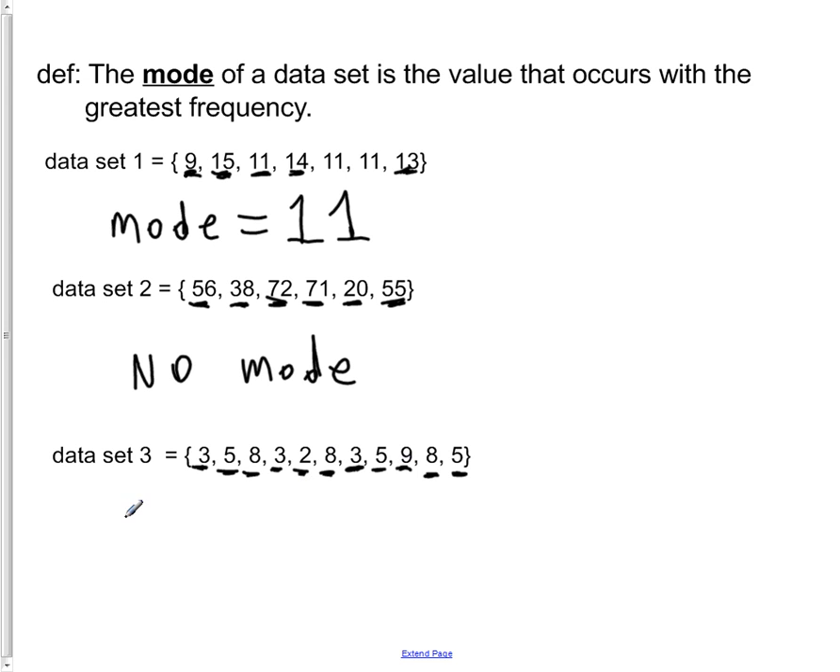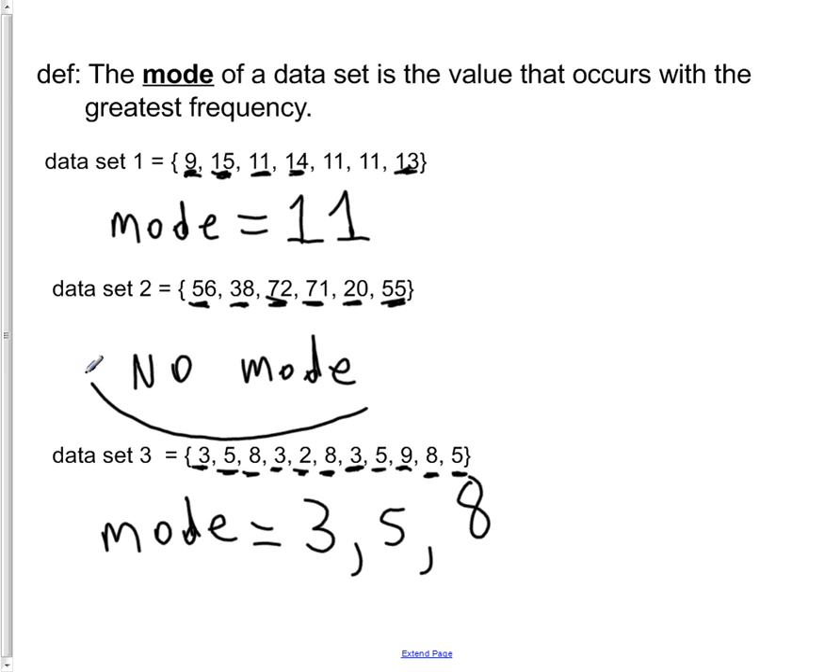So actually, this data set is multimodal. This data set has more than one mode. 3 is a mode of this data set. 5 is a mode of this data set. And 8 is a mode of this data set because they all occur 3 times and there are values that occur with less frequency. See, that's the key.